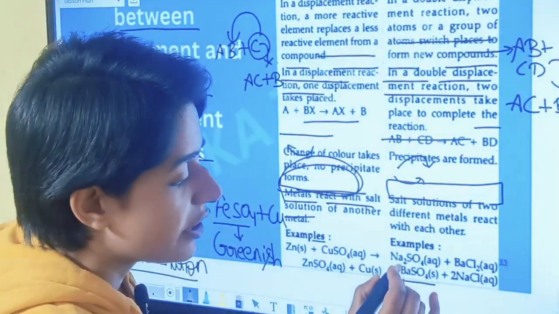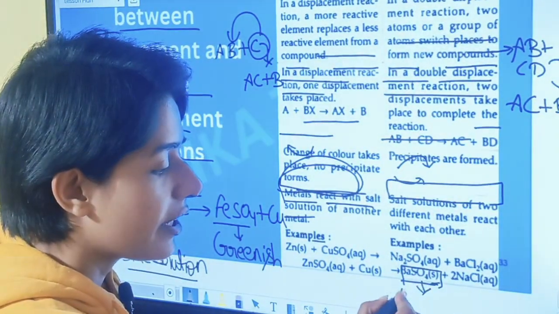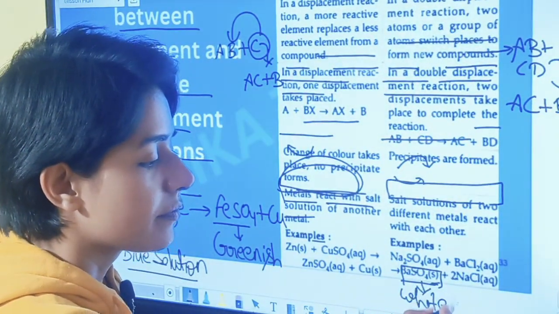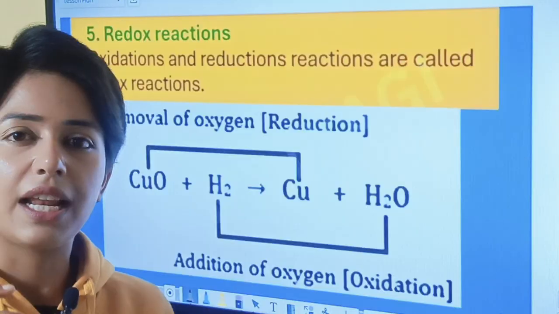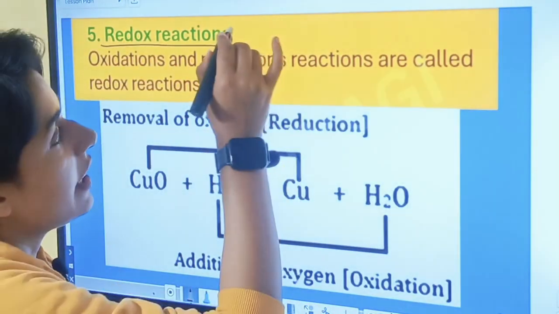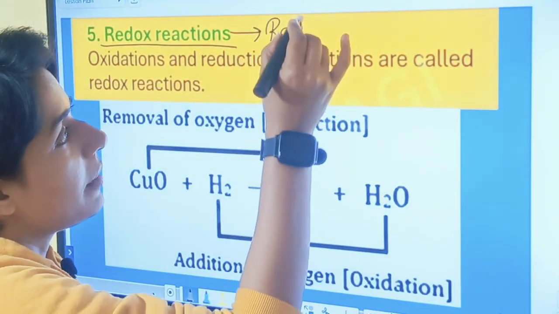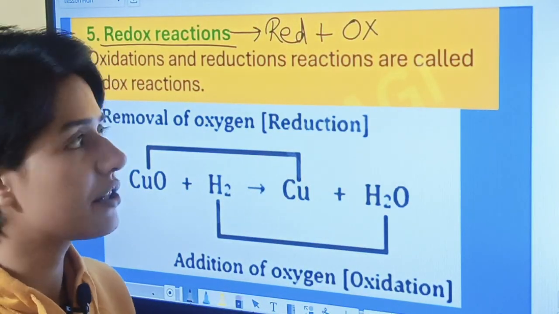Here BaSO4 is formed. So this BaSO4 is solid and it is a white precipitate. So in a double displacement reaction, precipitate formation occurs. The last type of chemical reaction is the redox reaction. Here, as the name suggests, red plus ox. So two processes are involved in a redox reaction.